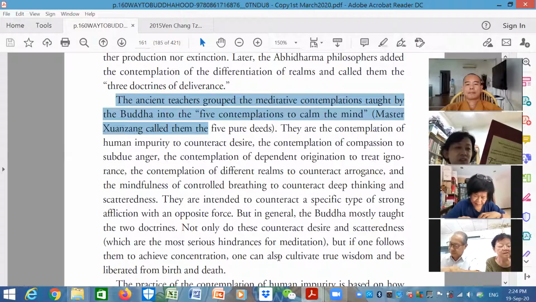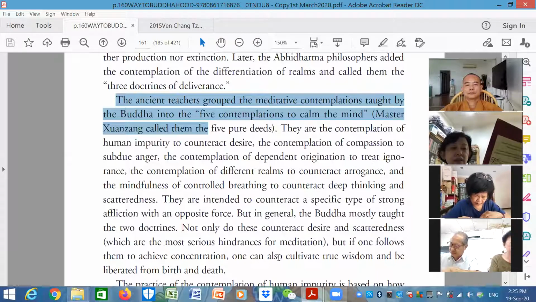They are the contemplation of human impurity to counteract desire, the contemplation of compassion to subdue anger, the contemplation of dependent origination to treat ignorance, the contemplation of different realms to counteract arrogance, and the mindfulness of controlled breathing to counteract deep thinking and scatteredness.